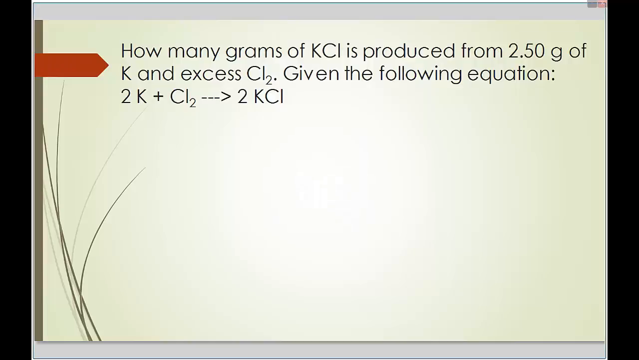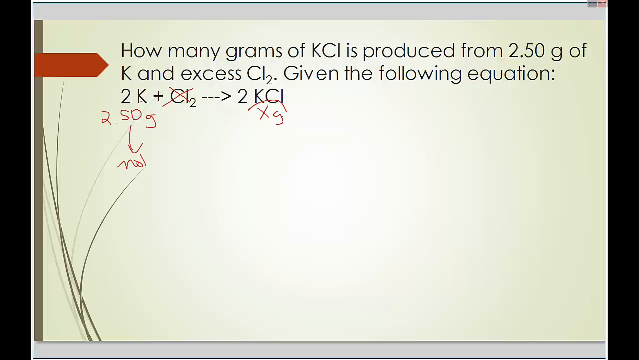How many grams of KCl are produced? So I'm looking for grams of KCl from 2.50 grams of potassium with excess chlorine, which means we don't even need the chlorine. Remember, in order to go from one compound to another, they give us information about one compound and ask about another compound. In order to do that, we have to go through moles. So to go from grams to moles, we're going to need the molar mass of potassium.